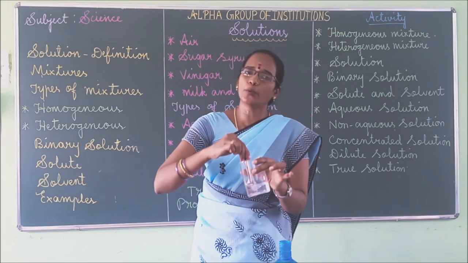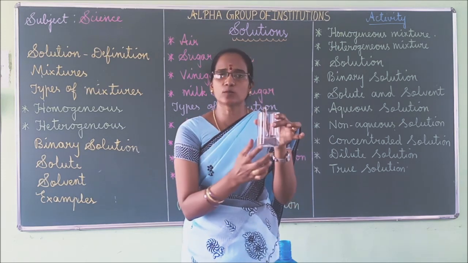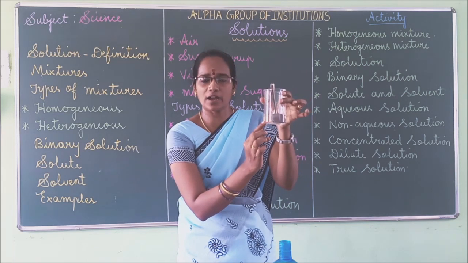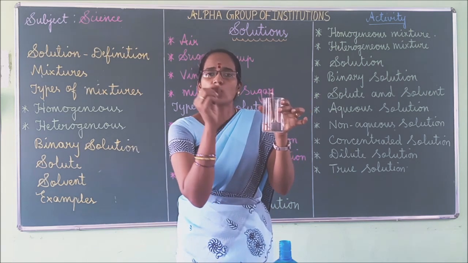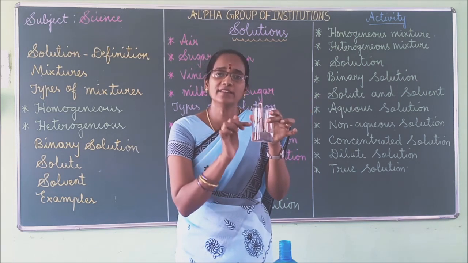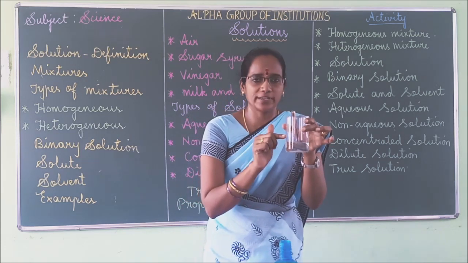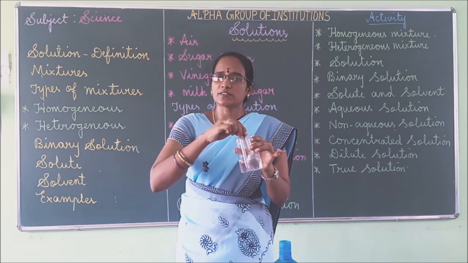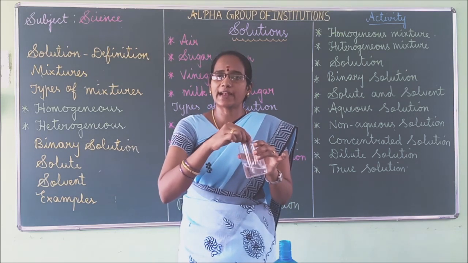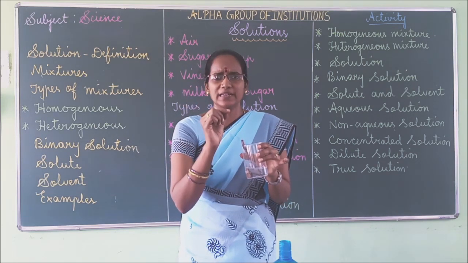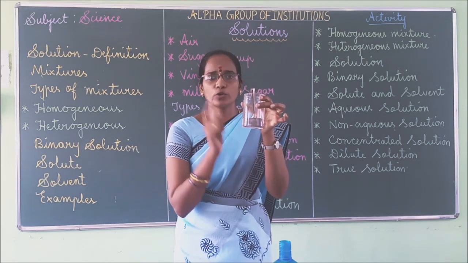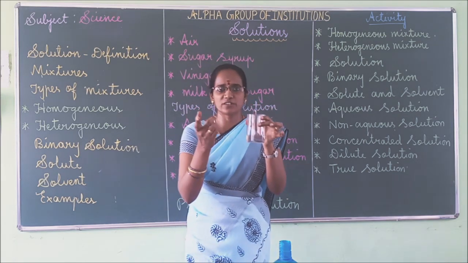Here two components I added. One is water, another one is sugar. Water I took in larger amount, whereas sugar I took only smaller amount. Hence, sugar is the solute here. At the same time, water is the solvent. Why is sugar the solute? Because sugar I added in a minimum amount, lesser amount, whereas water in larger amount. Now you know the difference between solute and solvent, isn't it?